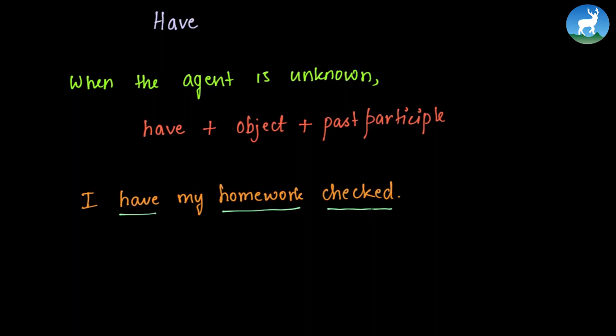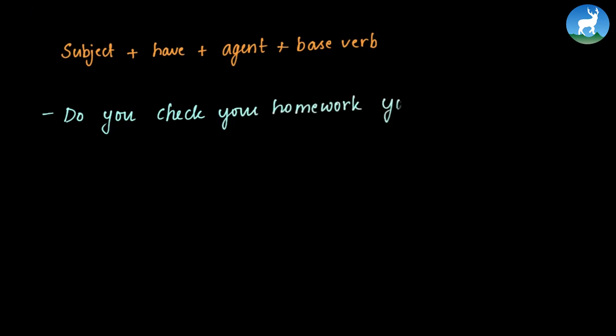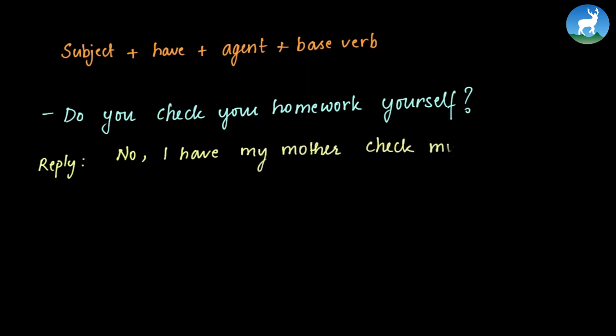However, if the agent is known, the sentence structure becomes subject plus have plus agent plus base verb. For example, if somebody says, "Do you check your homework yourself?" you reply by saying, "No, I have my mother check my homework."